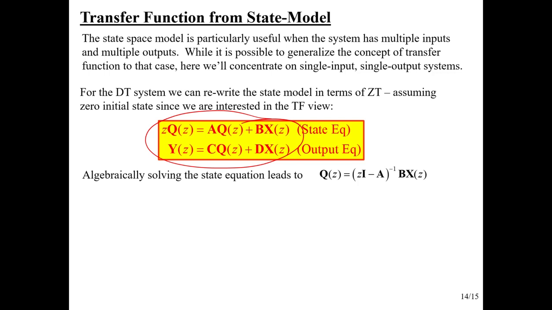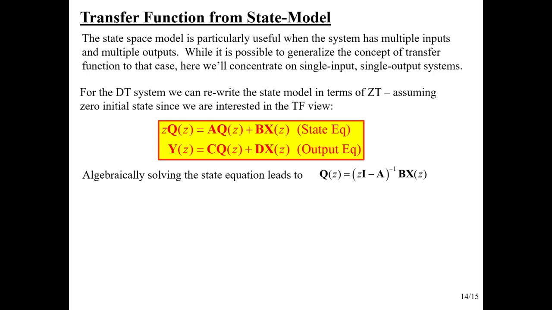But now we can algebraically solve. We've got a Q of Z and we've got a Q of Z, and we can manipulate. Z is just a variable, so we can solve for Q of Z, and we end up getting this matrix that gets inverted. And that's an important matrix that plays a lot of important roles when you're analyzing discrete time systems using state space models. But for our purposes, we're not really going to worry too much about it.